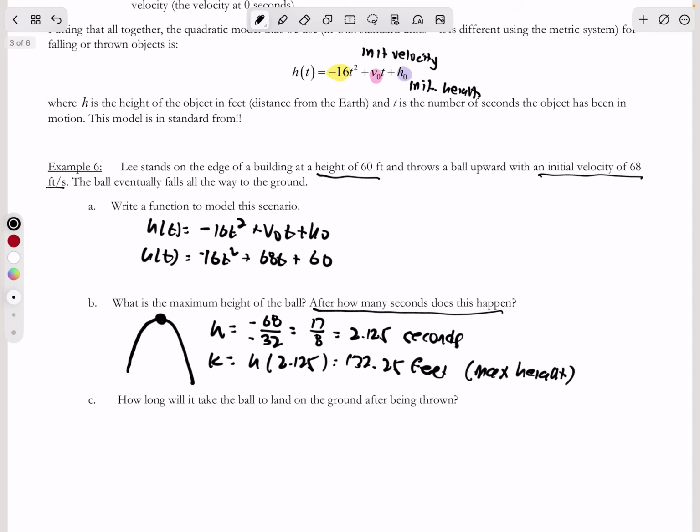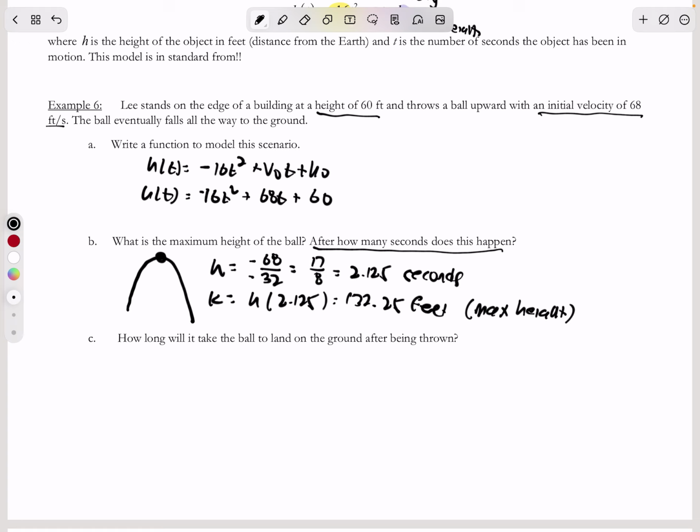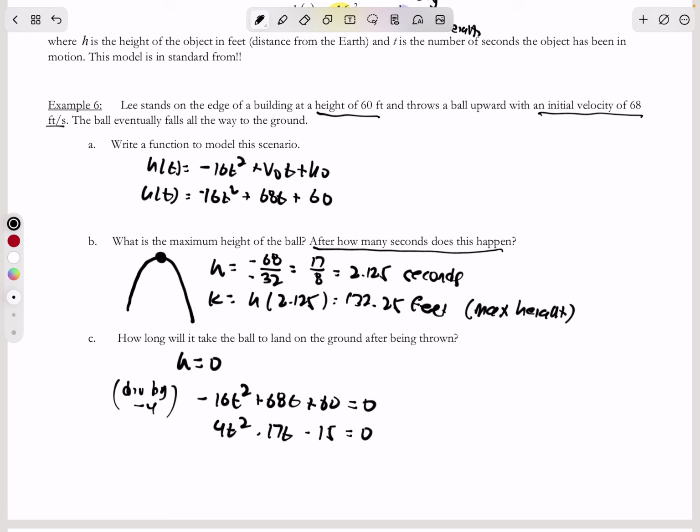Part C, last part. How long will it take the ball to land on the ground after being thrown? Well, what's the height of the ball when it hits the ground? It's 0. So I'm going to take this equation and just set it equal to 0, because that's what I want the height to be. Everything here is divisible by 4, and I want the leading coefficient to be negative. I'm going to divide by negative 4, so I get minus 17t minus 15.